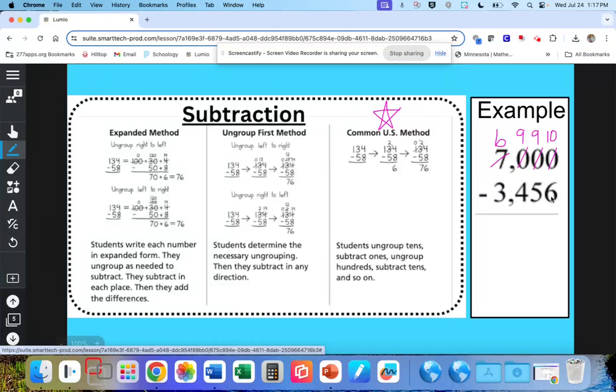Now we can subtract. 10 minus 6 is 4. 9 minus 5 is 4. 9 minus 4 is 5. 6 minus 3 is 3. And we put in our comma.